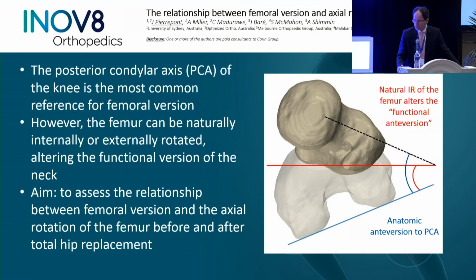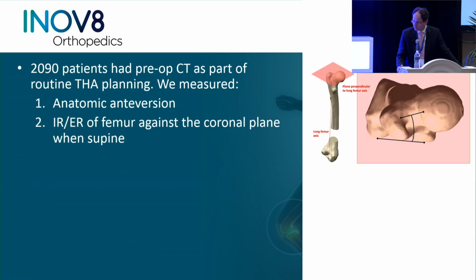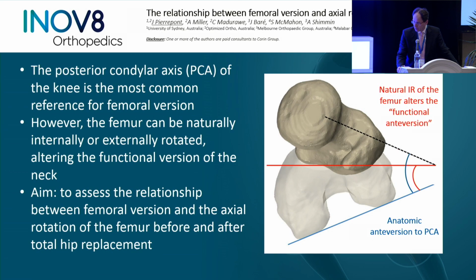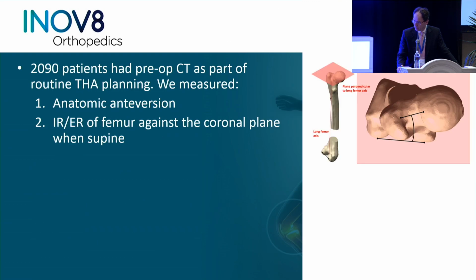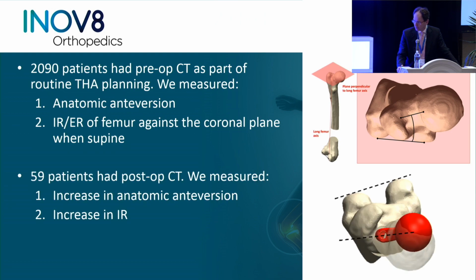And that's the earlier concept where we talked about in-toeing and out-toeing. So the aim of this study was to assess the relationship between femoral version and the axial rotation of the femur before and after total hip replacement. We looked at 2,000 CAT scans, did the analysis, and then had 59 patients where we got a postoperative CAT scan to redo the analysis.